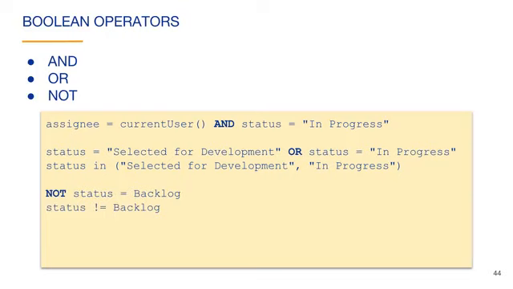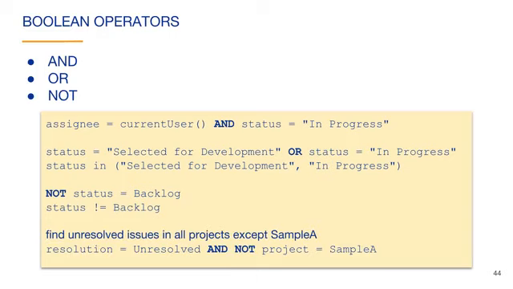The not operator is used to negate one or more clauses. For example, this query finds issues that do not have a status of backlog. This is equivalent to using the not equals operator. In this example, we find unresolved issues in all projects except for the sample A project. Notice that we are combining and not Boolean operators. You could do the same with or and not Boolean operators.